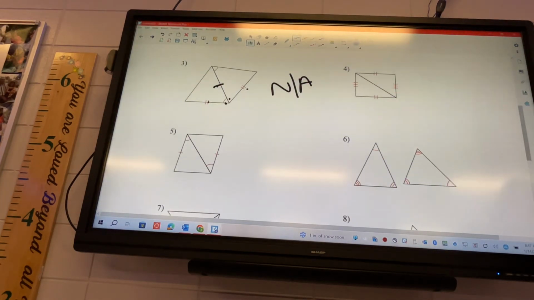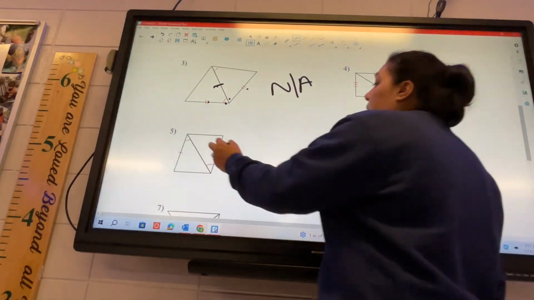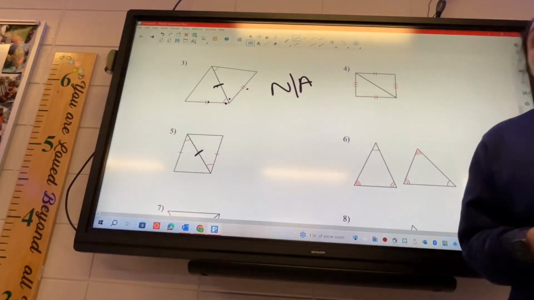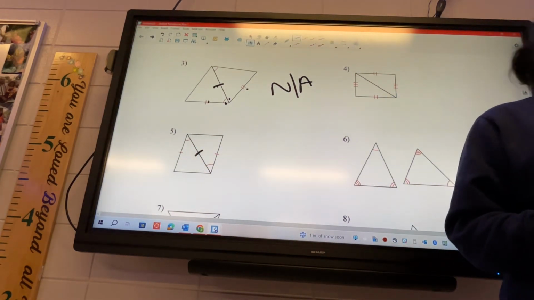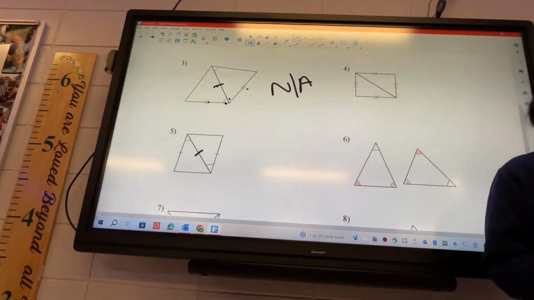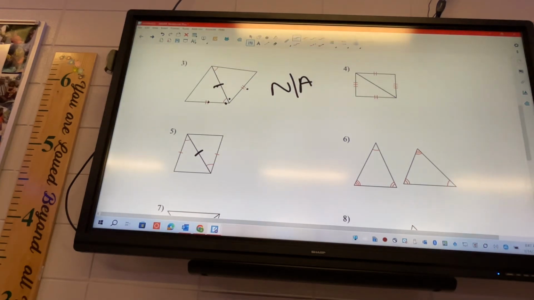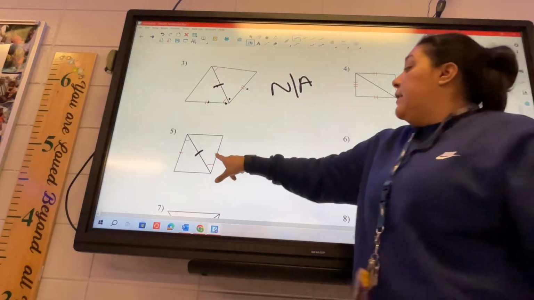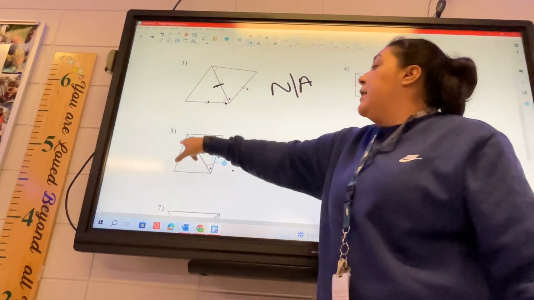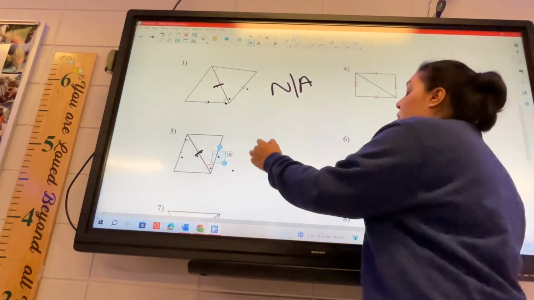Okay, number 5, are they touching? Yeah, so we're going to mark an angle or a side? The side, there in the middle. Okay, and then what is this going to be? Side, angle, side. Does it check out on both triangles? Yeah, okay, so we go side, angle, side, side, angle, side. Okay, so this one works out.